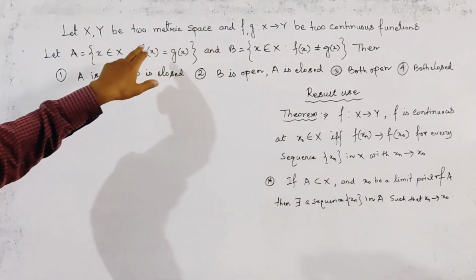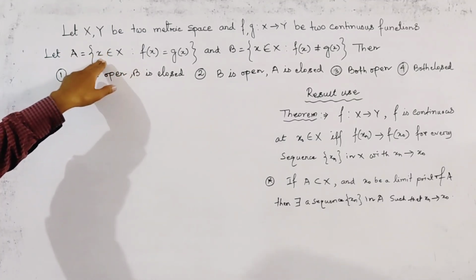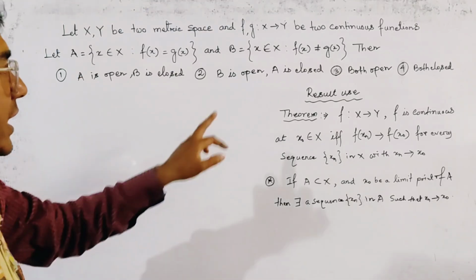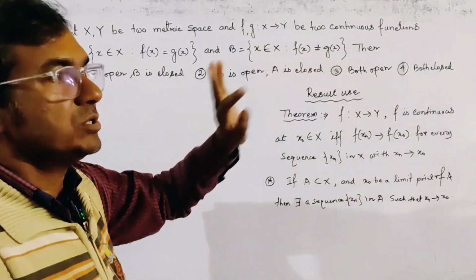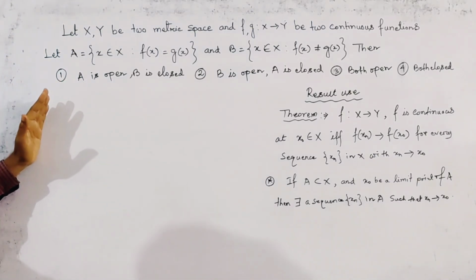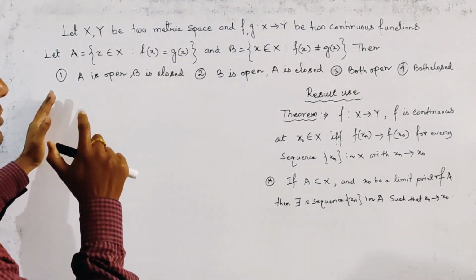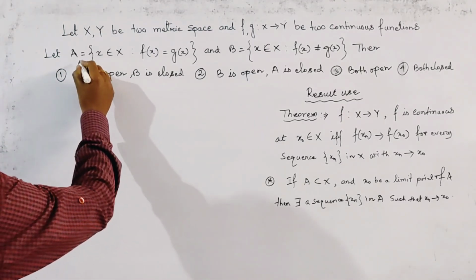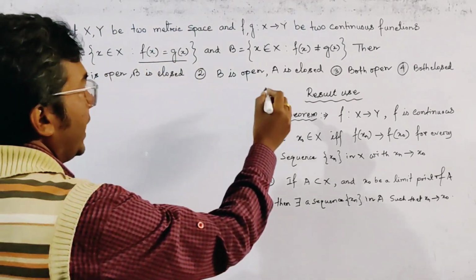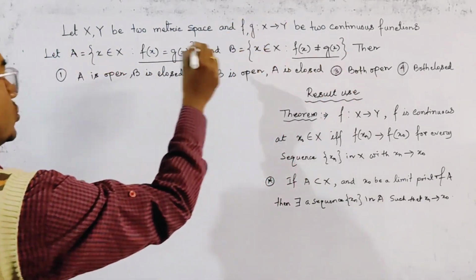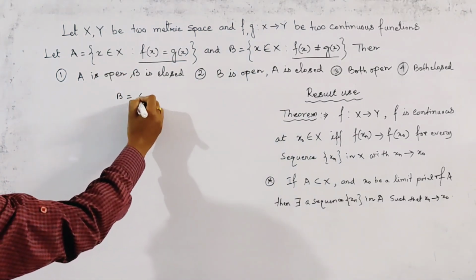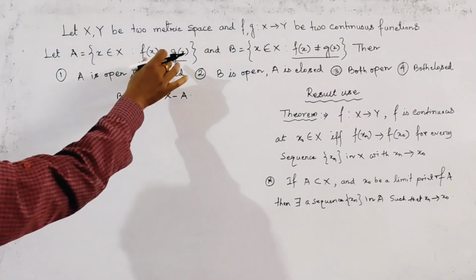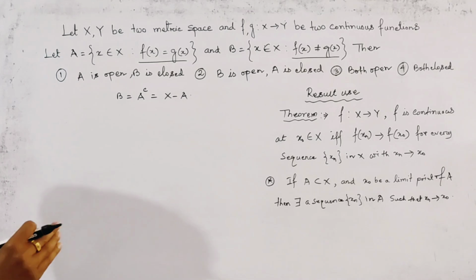So A is the set of such points at which the two functions are the same, that is f(x) = g(x), and similarly B is f(x) not equal to g(x). Then four options are given and we have to choose the correct option. Since A is f(x) = g(x) and B is f(x) not equal to g(x), it is clear that B is equal to A complement, or we write X minus A, since these are totally opposite to each other.